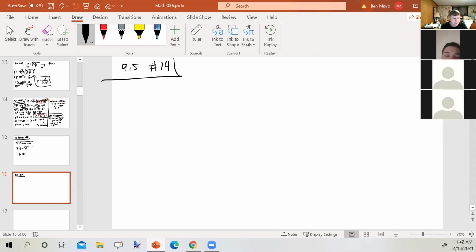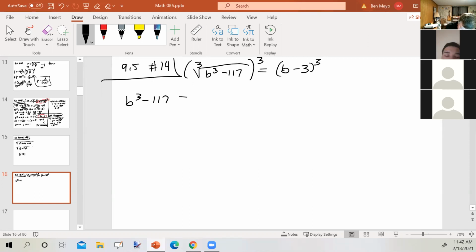It says, solve the equation, enter your answers as a comma-separated list. Okay. We have the cube root of b cubed minus 117 equals b minus 3. So we've got our radical isolated. It's a cube root, so we're going to cube both sides. On the left side, I'm going to get b cubed minus 117. On the right side, I'm going to get b minus 3 times b minus 3 times b minus 3.